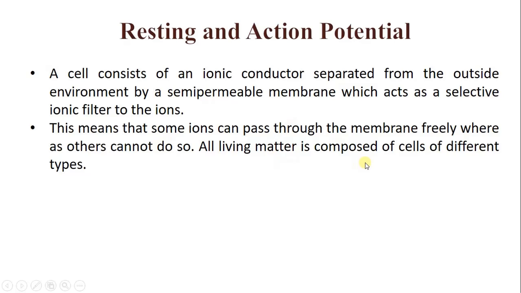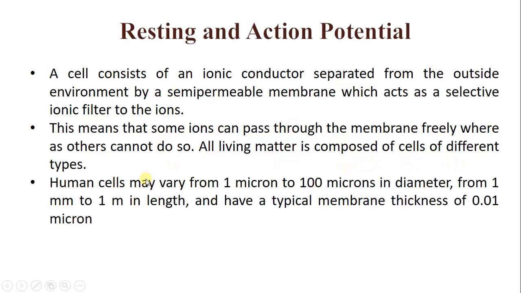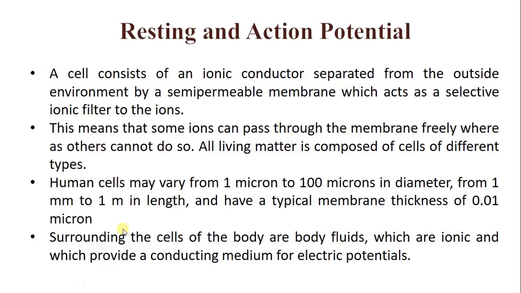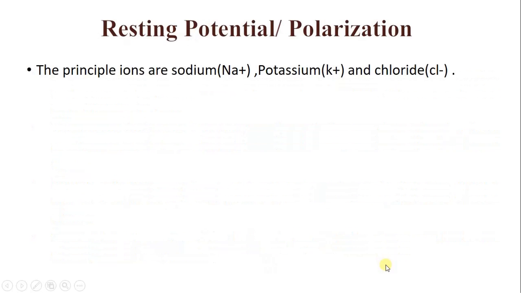All living matter is composed of cells of different types. You know, a human cell may vary from 1 micron to 100 microns in diameter, from 1 millimeter to 1 meter in length, and can have a typical membrane thickness of 0.01 micron, so very small. Surrounding the cells of the body are the body fluids, which are ionic and provide a conductive medium for the electric potential. The principal ions are sodium, potassium and chloride: Na+, K+, and Cl-.